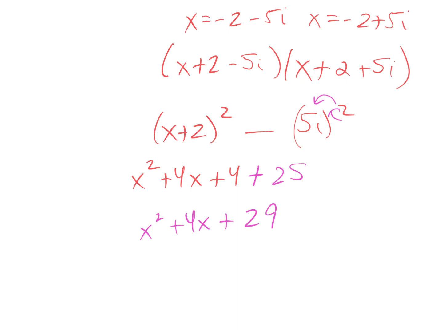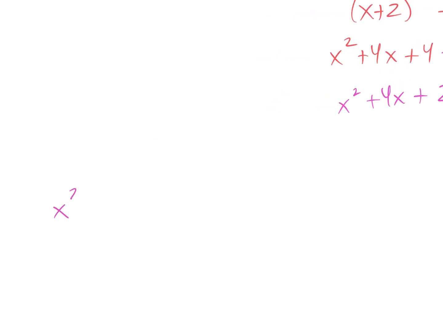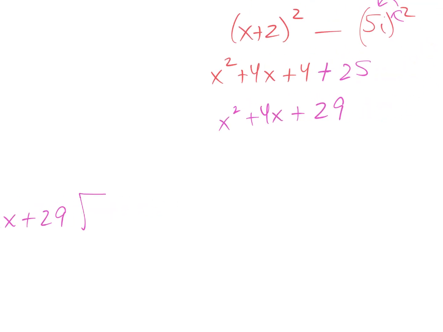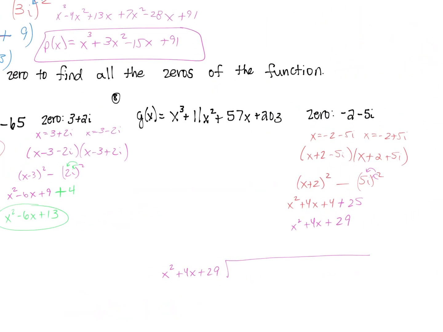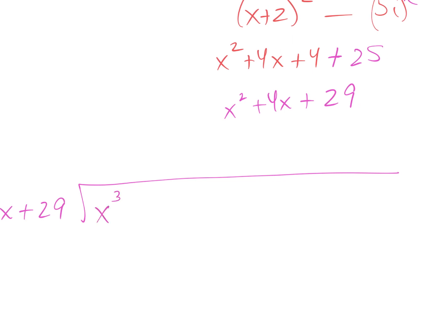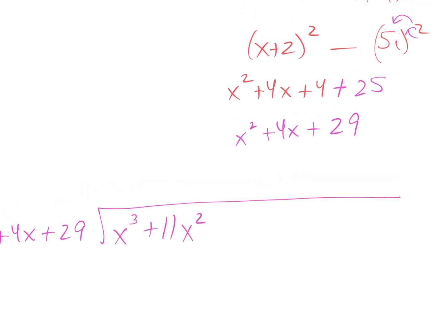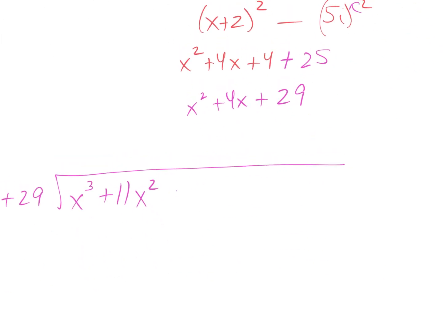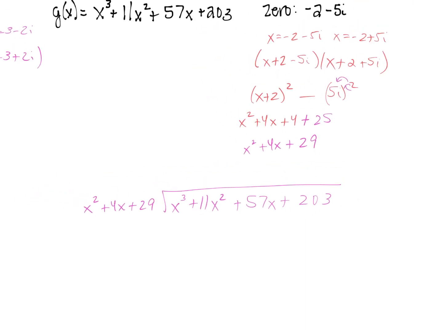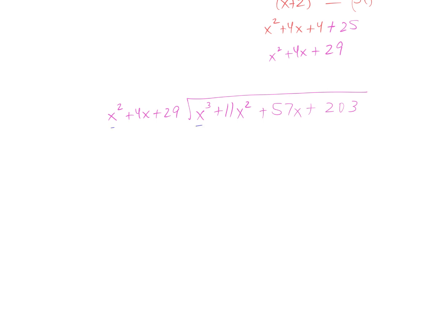Now, what do I do with that? I'm going to divide. I'm going to say, okay, I have x squared plus 4x plus 29, and I'm going to divide it into x cubed plus 11x squared. What is it? 57 and 203. Now, I know these numbers are gross. You guys are like, oh my gosh, but what should happen when you do this long division? Should come out nice and pretty. If it doesn't, then you did something wrong somewhere in your math.